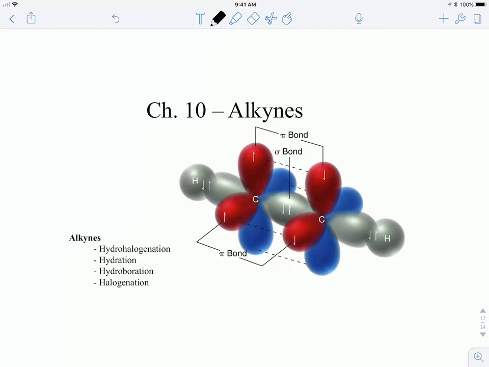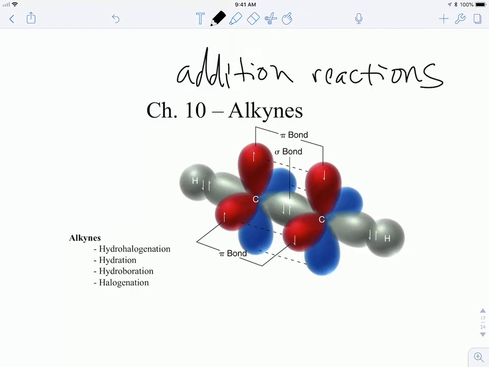Okay, team, this is going to be a short video which goes into the chemistry of alkynes, namely addition reactions. The reason why this video is going to be short is because the way that alkynes react is identical to the way that alkenes react. So this is a really easy chapter to learn the reactions in. The reactions are exactly the same and follow the same rules as alkenes.